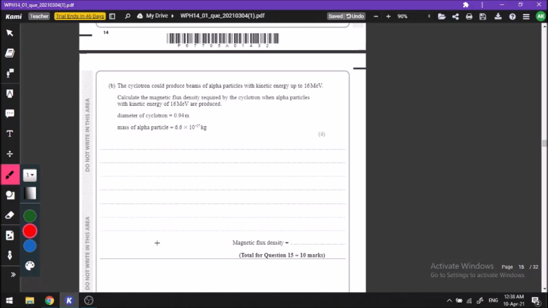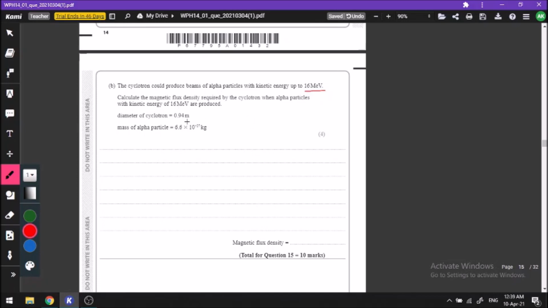Right, let's move on to the next question. Okay, so read the question. I'm just going to give you a summary. The cyclotron can accelerate the particles with kinetic energy up to 16 mega electron volt. So this amount of energy is provided. The diameter of the cyclotron is provided, and the mass of the alpha particle is provided. They want us to calculate the magnetic field intensity that the cyclotron needs to accelerate the alpha particle to this amount of energy.